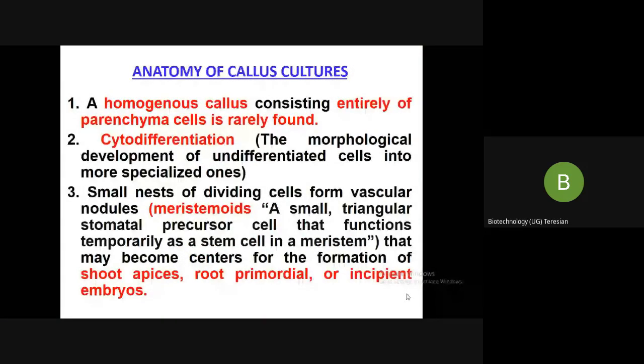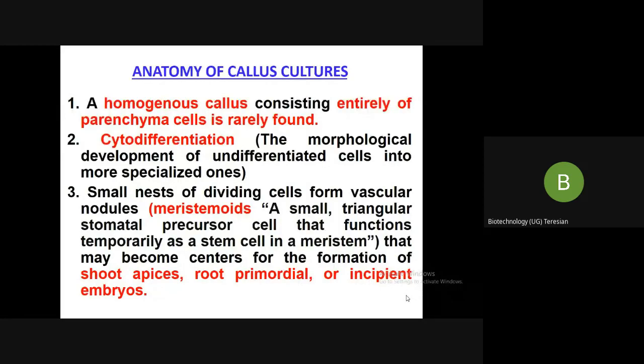So last class we spoke about the callus and we said that callus is obtained from an explant. An explant, I told you, can be any part or piece of the plant. So when we provide the exact nutrition, particularly a growth hormone, and environmental conditions, we can form calluses. And today we shall go a step ahead and see what the anatomy of the callus is.